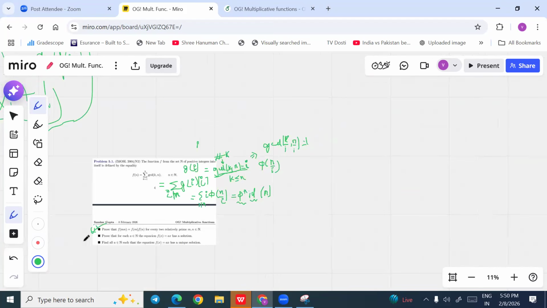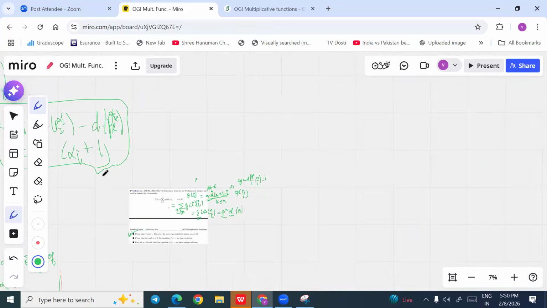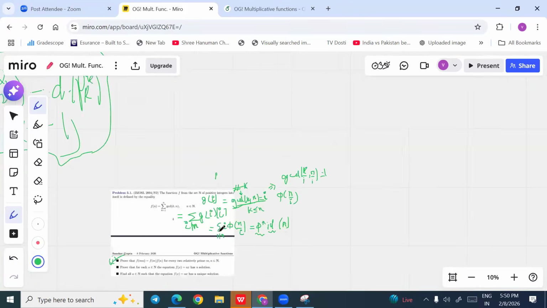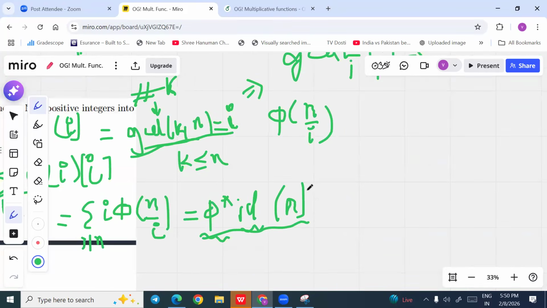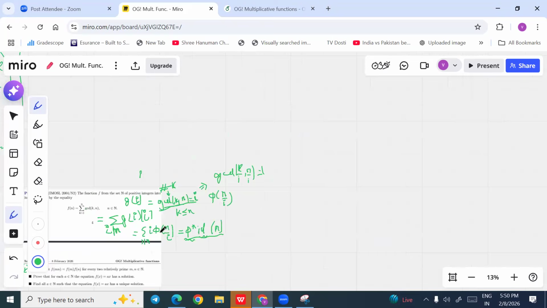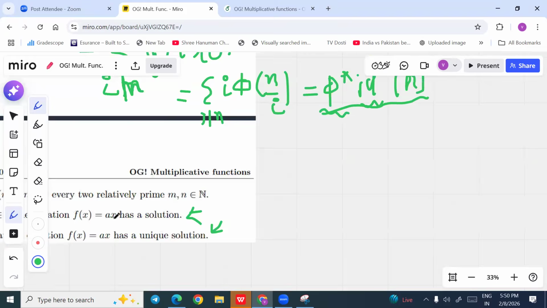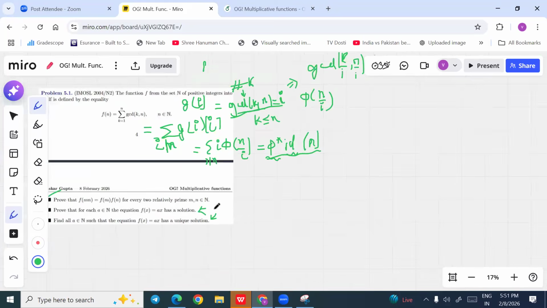And the rest two parts are essentially building upon the same idea of how we got the formula of d of n. So try to get phi cross identity of n explicitly in terms of n. You can do this for prime powers first and then get it for general n using the prime factorization. And then you just equate it and it's a one-liner from there.